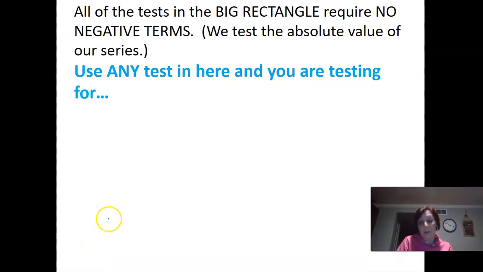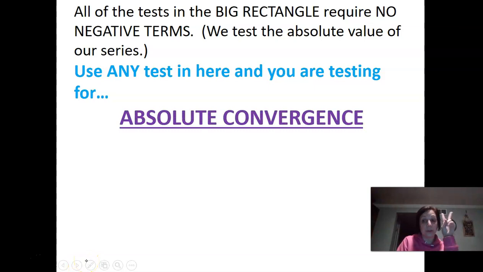All right, so we will talk about those tests in the next section because there's a lot to that. But before we go, I want to talk a little bit about when we go into the big rectangle, what we're testing for. Okay, so again, they require no negative terms. So we're testing the absolute value there. Because we're testing the absolute value of the series, what we say is that we are testing for absolute convergence. That means literally convergence of the absolute value. It's not like, whoa, absolutely convergent. It's not that kind, but it kind of seems like it is.